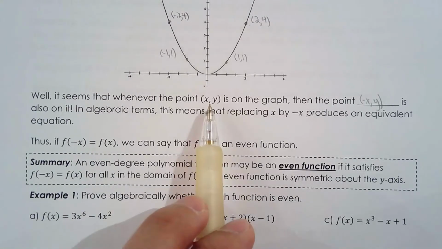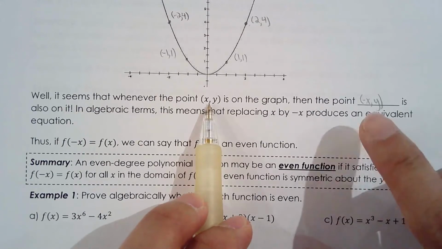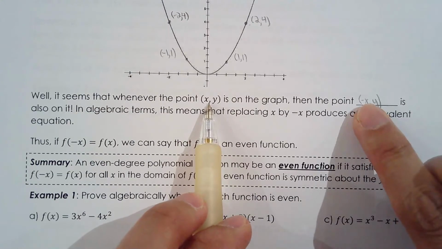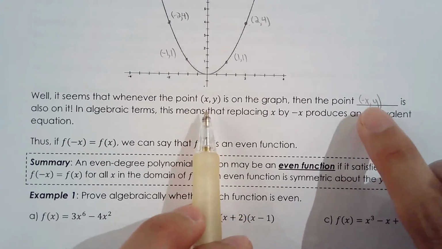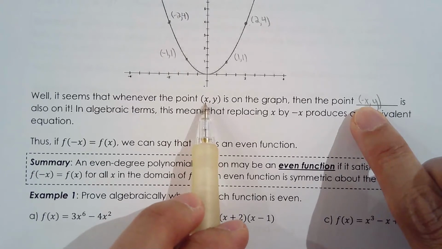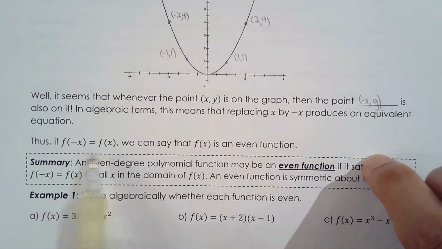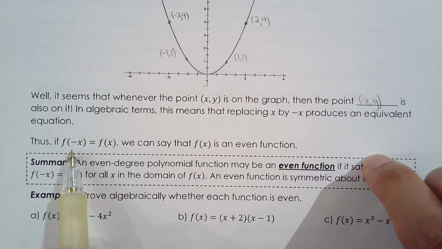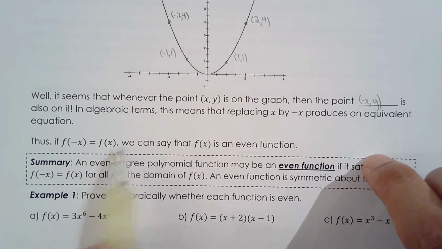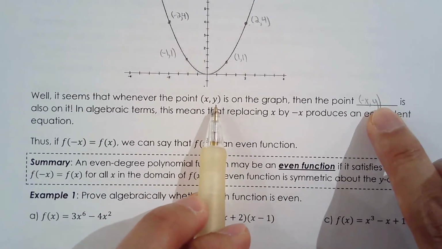When I let the input be x and when I let the input be negative x, guess what? They both generate y. So that's why this algebraic test makes sense. f of negative x as well as f of x should both give me y, right?